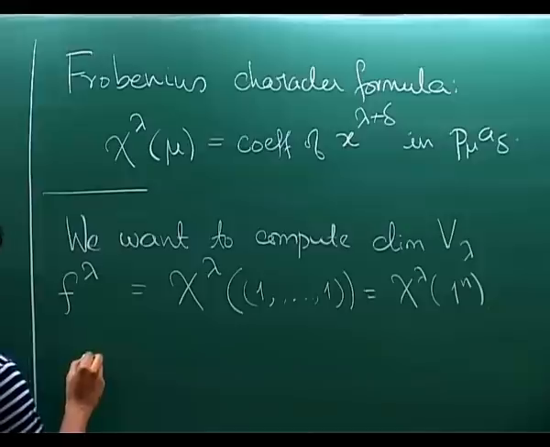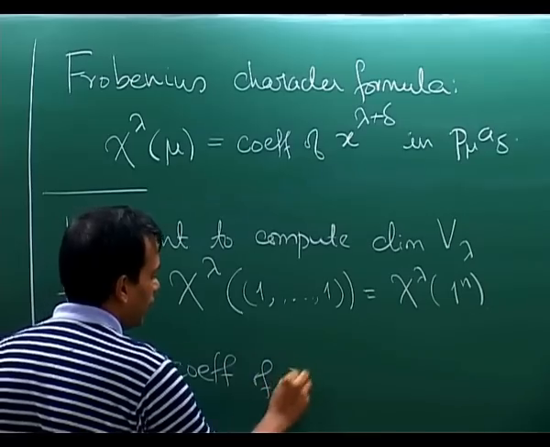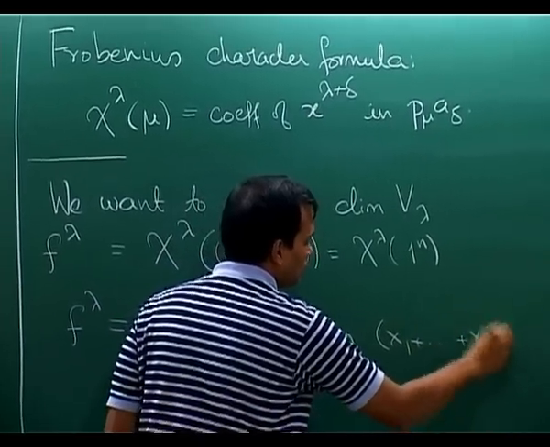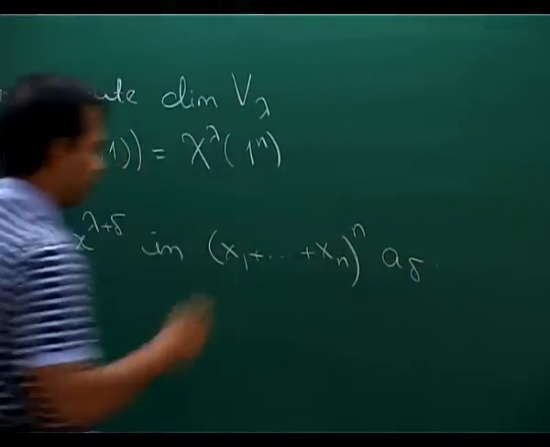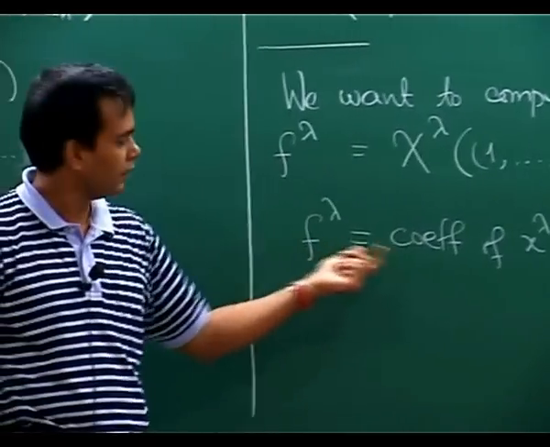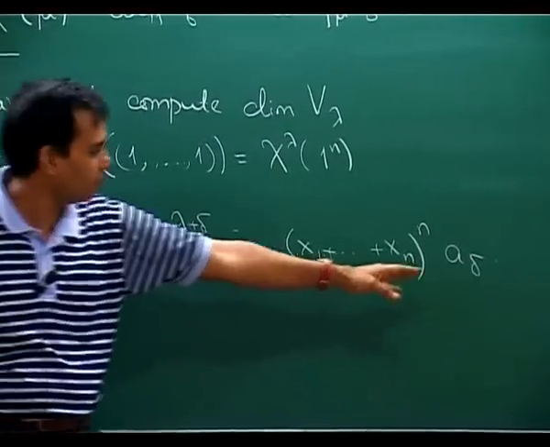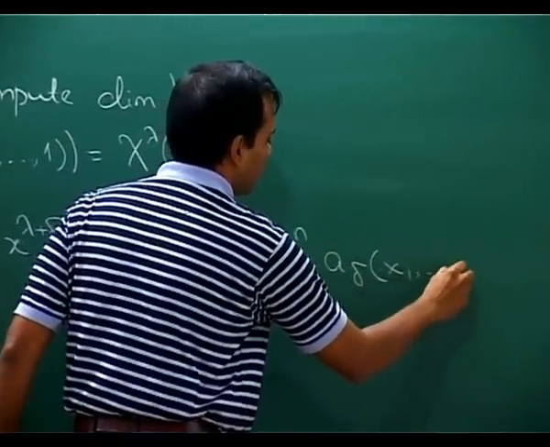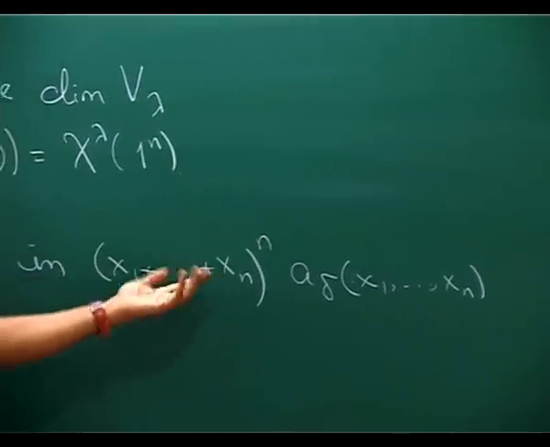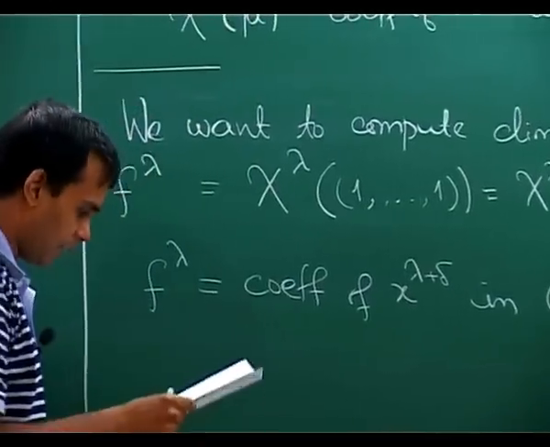So what we get is F lambda is equal to the coefficient of x to the power lambda plus delta in (x1 plus ... plus xn) to the power n times a delta. We just need to compute this coefficient in this polynomial. This is the Vandermonde determinant, an alternating polynomial in n variables, and you can expand it using a multinomial expansion. So that's the program that we have.